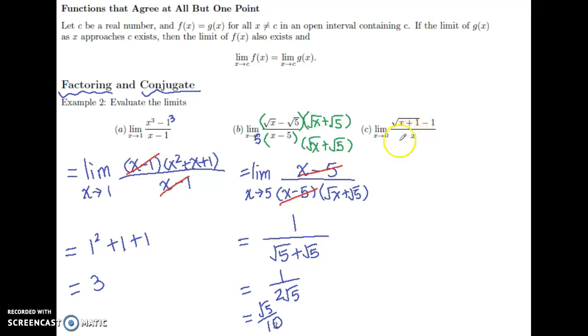For the last one, same problem. When you plug in x equals 0, you have a 0 denominator, and because we have a radical expression, we want to multiply by the conjugate. So it's square root of x plus 1, and the 1 has to stay the same. You don't change this plus sign to negative, because what you really need to change is the sign connecting the radicand and the constant. So you change the negative sign to a positive sign. So in the bottom you multiply by the same thing.